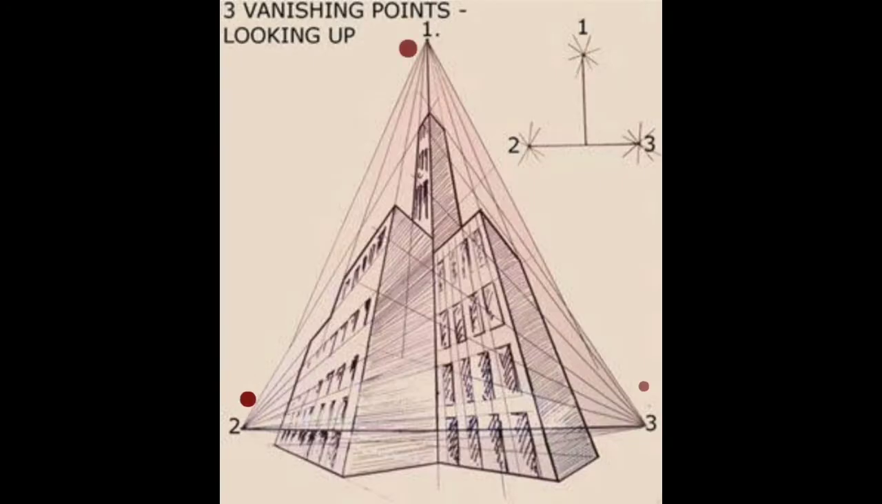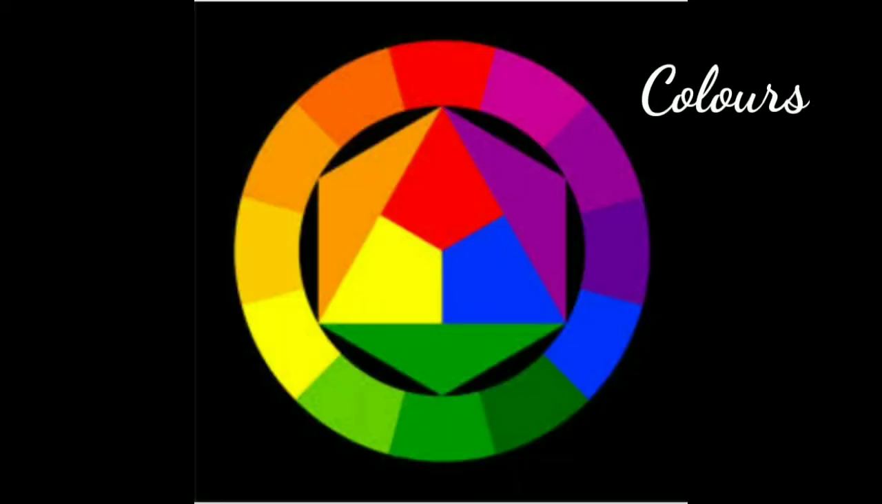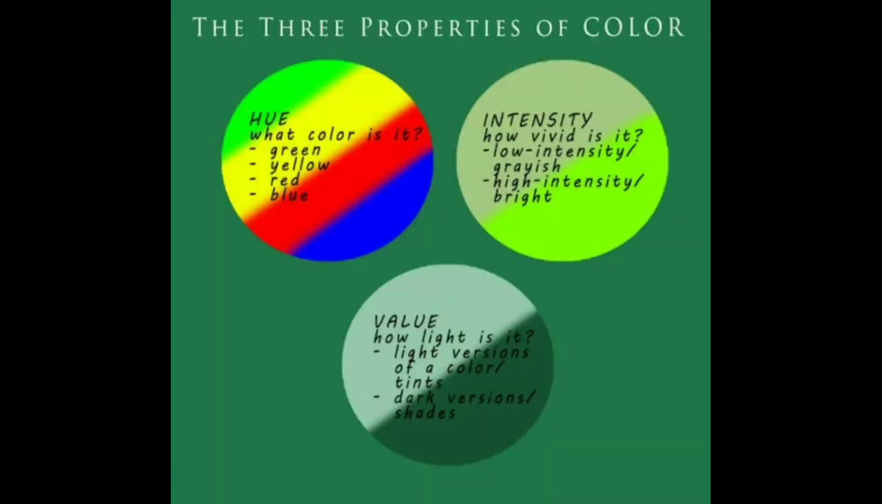Now, next is three-point perspective. Three-point perspective comprises three vanishing points. Here, the third vanishing point comes into play with respect to the height factor of the composition. Now we will discuss a very important element of art, that is color. Colors have three basic properties, that is hue, intensity and value.